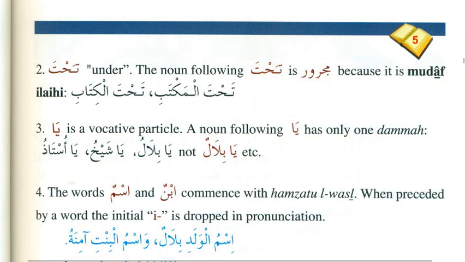Then you know that in Arabic the normal ending of every ism is tanween, like bilalun, shaykhun, ustazun. In the previous lesson you have learned that proper feminine noun does not have tanween, we use dhamma, like Fatimatu, Khatijatu, Aishatu. Here you are learning that when we use the particle ya with the ism, then we can't use tanween with it. So you can't say ya bilalun, but you will say ya bilalu, ya shaykhu, ya ustazu.